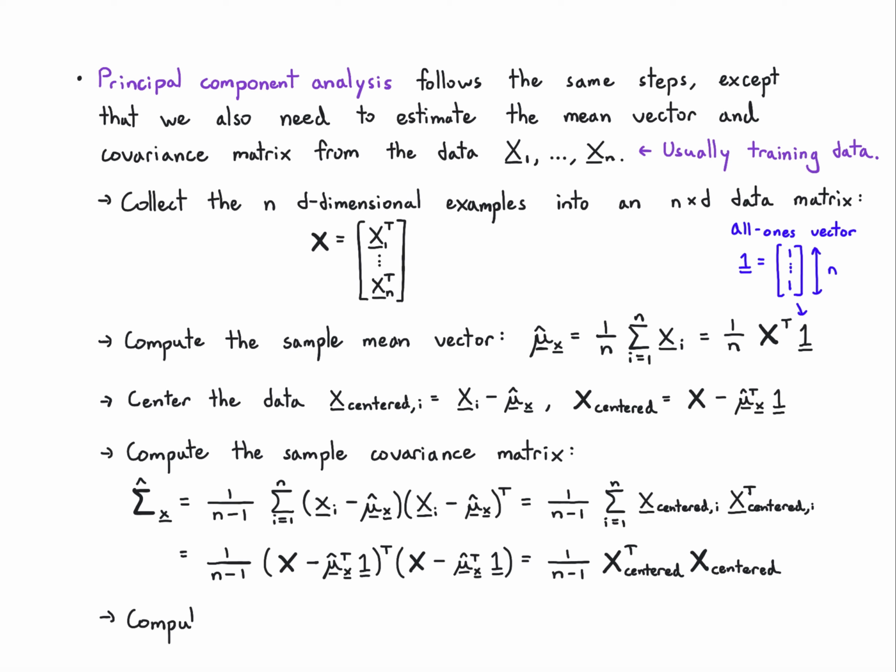And once I have that, just as before, I compute the eigen decomposition, right? So I take my sample covariance matrix, I get V lambda V transpose, where V is an orthogonal matrix of eigenvectors, and lambda is a diagonal matrix of eigenvalues. So let's visualize what we're going to do with this. I want to do principal component analysis.